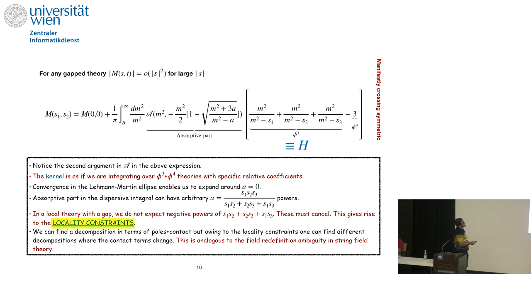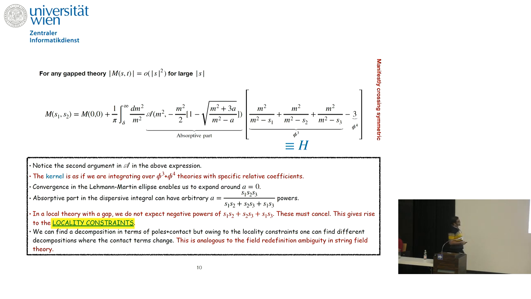Just to remind you, A was this ratio of the cubic invariant to the quadratic invariant. And finally, this absorptive part multiplies the kernel. And this kernel is a very important and very simple looking object. It is made up of two pieces. This first piece should immediately remind you of the tree-level scattering amplitude in phi cubed theory. And the second piece should remind you of the tree-level leading scattering amplitude in phi 4 theory. So it's as if you are integrating over a particular combination of phi cubed and phi 4 theories with very specific relative coefficients.